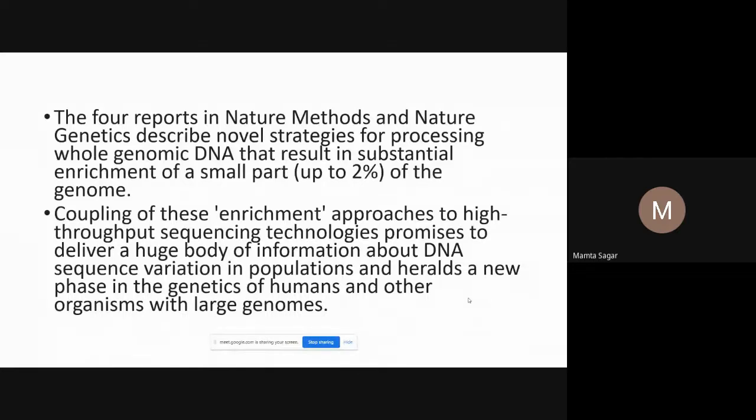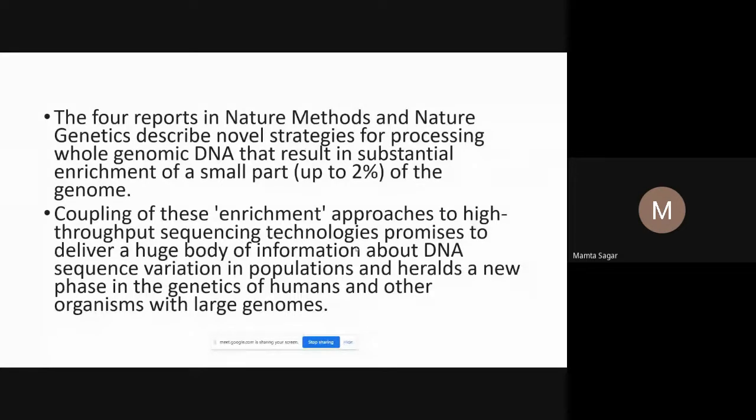So we are making an effort. Now we are in the developing phase, in the development process. So coupling of these enrichment approaches is here. Coupling means we have combined the different approaches to give the best result. This is what we call enrichment approaches to high throughput sequencing technologies. High throughput means we can analyze thousands of genes or more genomes simultaneously. High throughput means the input is more here. You can give more input here.